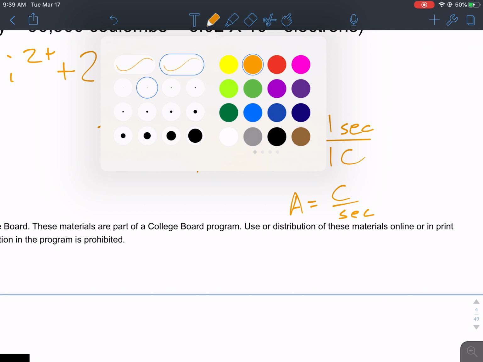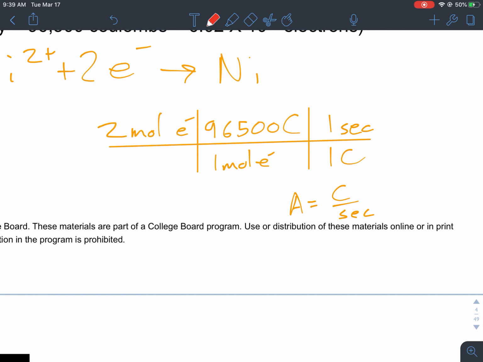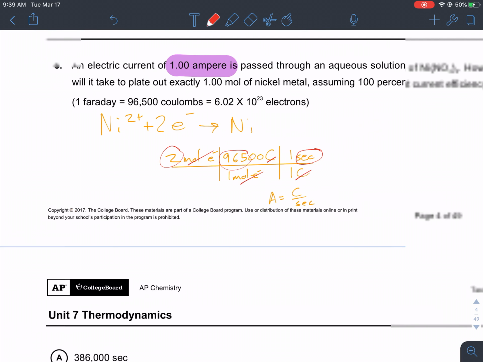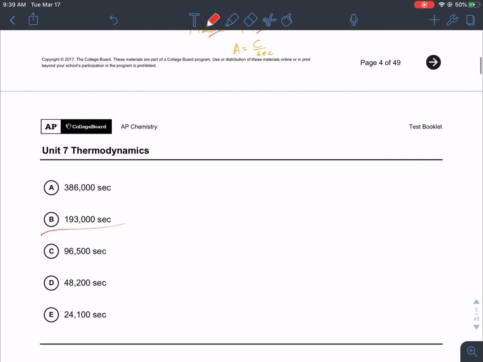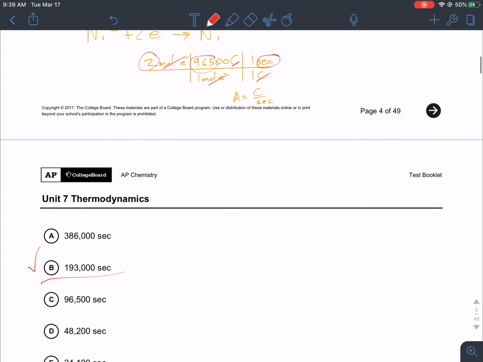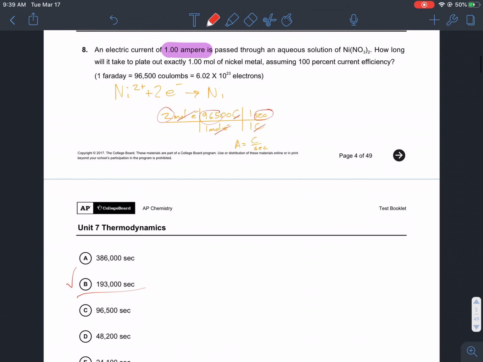So kind of stoichiometry-wise, or at least dimensional analysis-wise, your moles of electrons cancel out, your coulombs cancel out, and you end up getting seconds. So you have 2 times this number. The correct answer, B. Now, this doesn't appear that much. The key to this question was realizing that that nickel nitrate becoming nickel was going to require 2 electrons.